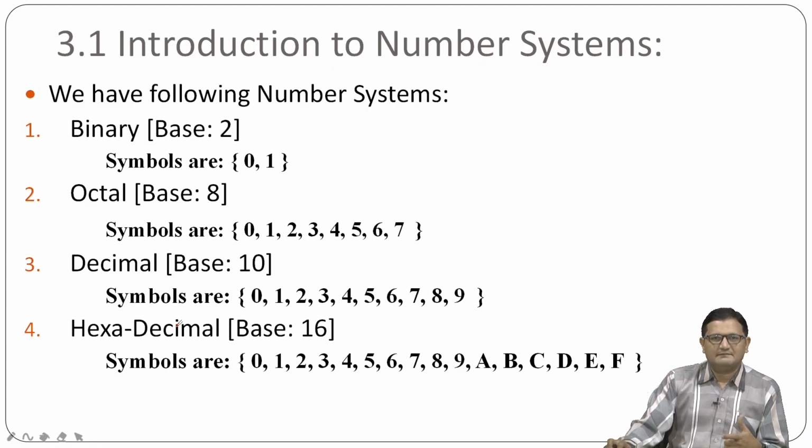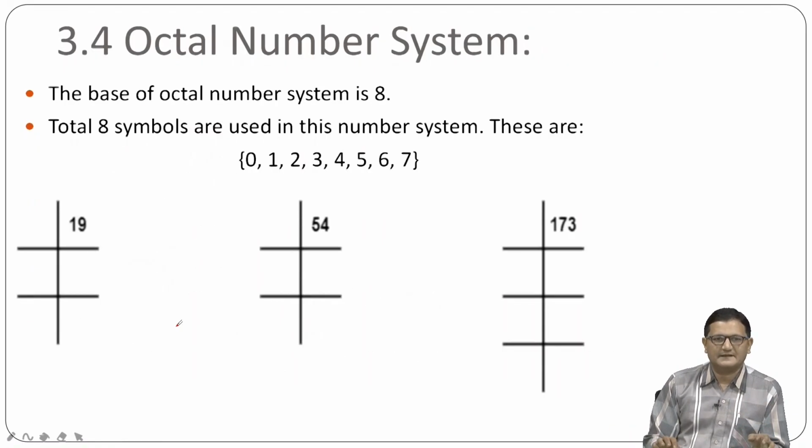Decimal is the numbering system which we are using in our normal life. In that numbering system we are allowed to use 10 different symbols, so when writing a number, any digit can be 0, 1, 2, 3, 4, 5, 6, 7, 8 or 9. Similarly we have the hexadecimal system, a numbering system whose base is 16. To represent a single digit we can use 16 different symbols: 0 to 9, then A, B, C, D, E and F. So these are the 4 different types of numbering systems.